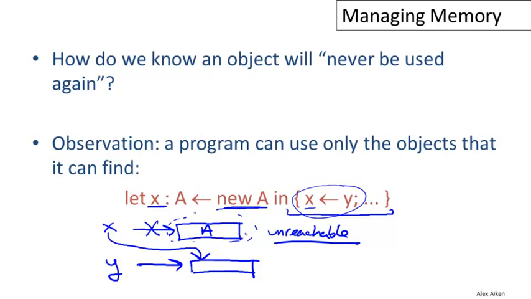If no variable or data structure in the program has a pointer to A, then A can never be referred to by the program in the future. So any kind of subsequent execution of the program has no pointers to A, and therefore it will never use A again. And so the space for A could be reclaimed and used for another object.